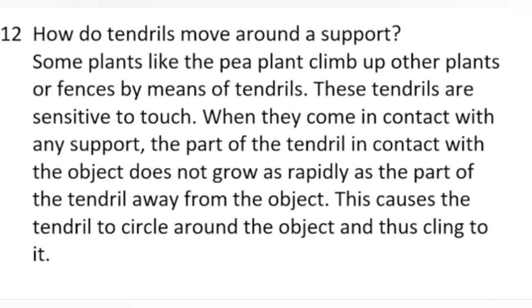The reason for that is the translocation of auxin from the point of contact to the opposite side. As a result, that part will grow more rapidly than the inside. This causes the tendril to circle around the object and thus cling to it. For the detailed explanation, you can visit the lesson video. There I have explained it in detail.